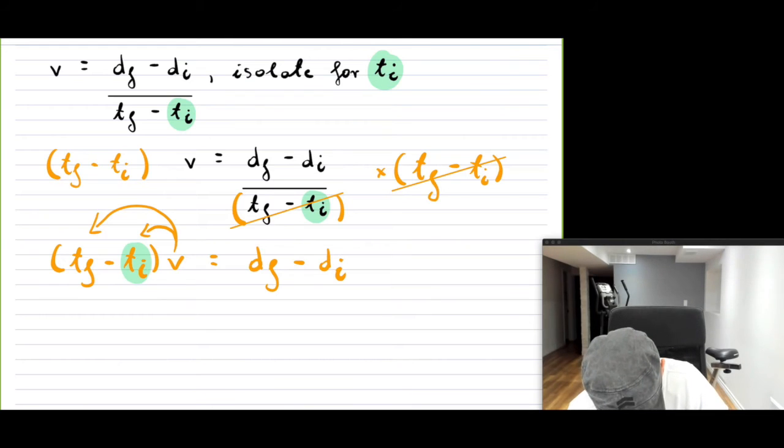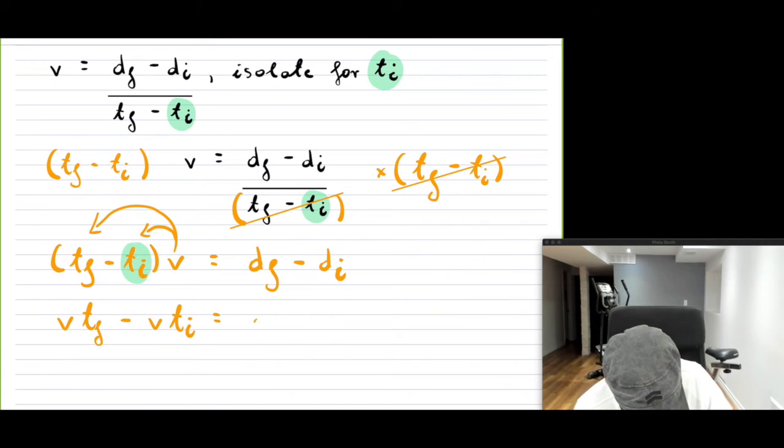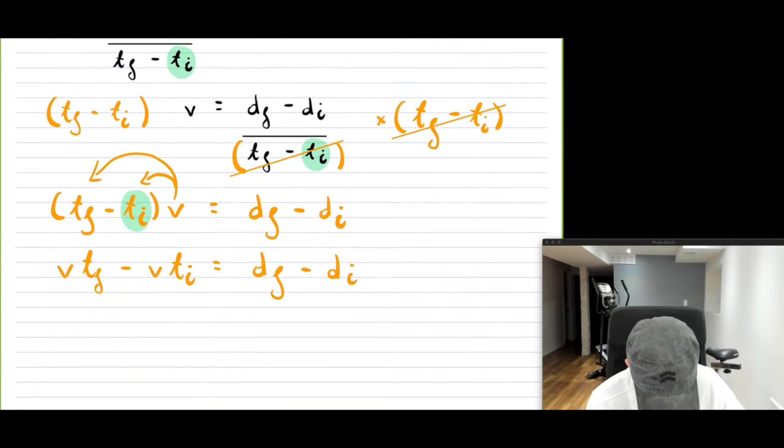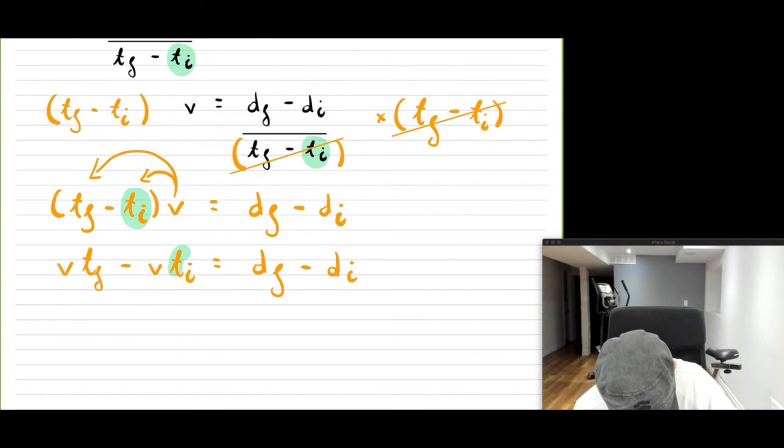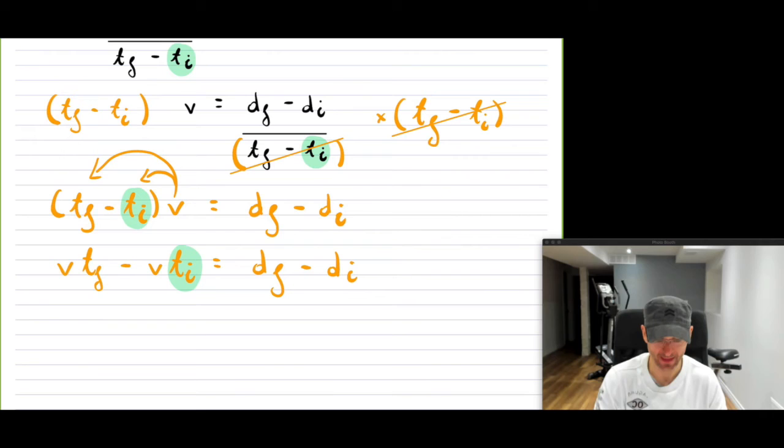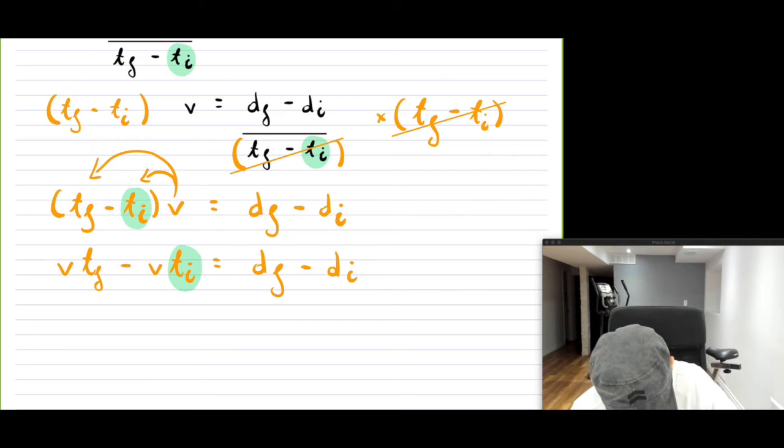So what would have happened? We would have this again. So this is v multiplied now by tf minus v ti is equal to df minus di. I have no more brackets. Again, I am only after this. That's what I want, so I do not want to have this.